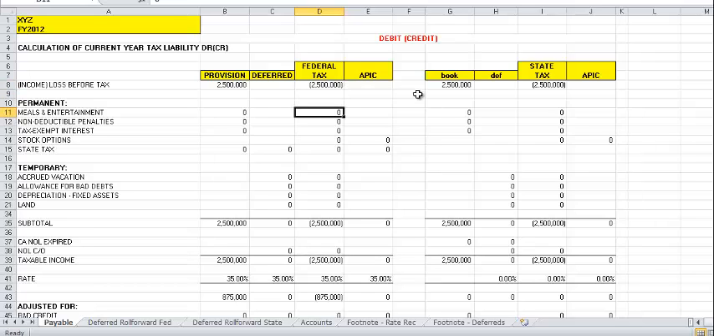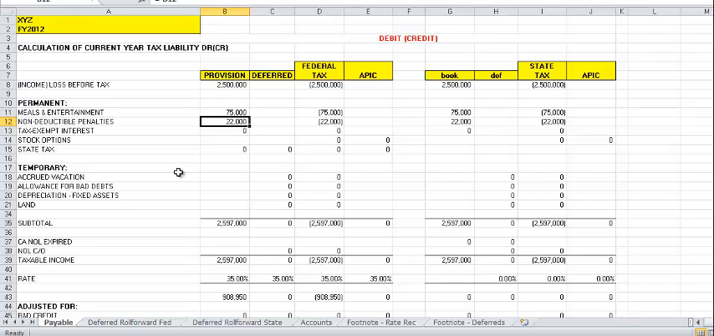The next item in the calculation of the 2012 provisions is meals and entertainment. So there's $150,000. So that means I have to add back $75,000. So I entered that as a credit in my payable column, and the offsetting debit is to provision. The next assumption is penalties. The penalties are $22,000. So I'm going to again book that as a credit, and that increases my provision.